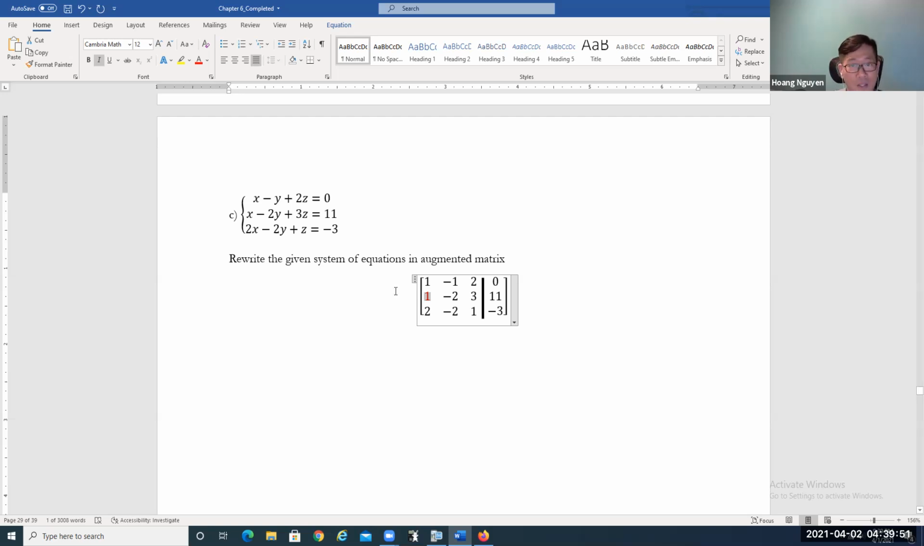Okay, so I want to make this element equal 0. What I'm going to do is multiply the first row by -1 and add it to the second row, to replace the second row.